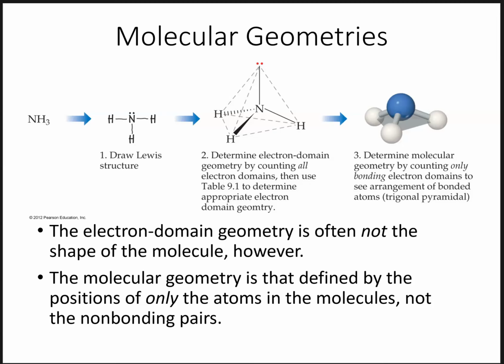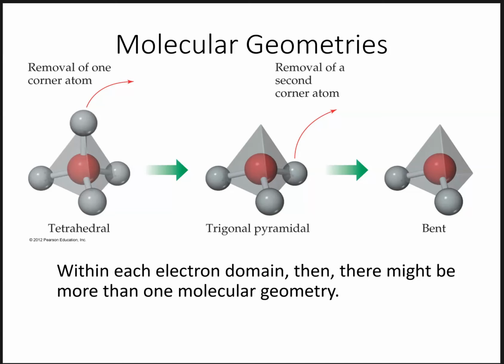So the electron domain geometry is often not the shape of the molecule, but there are instances where it can arise. The molecular geometry is defined by the position of only the atoms in the molecule and ignores the lone pairs or non-bonding pairs of electrons. Within each electron domain, there may be more than one molecular geometry. For example here, these 3 shapes are all based off of 4 electron domains, but each molecular geometry, tetrahedral on the left, trigonal pyramidal in the middle, and bent on the right, are all based off of how many of those domains are filled with bonds.